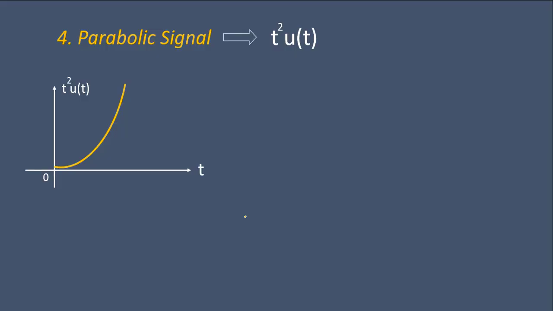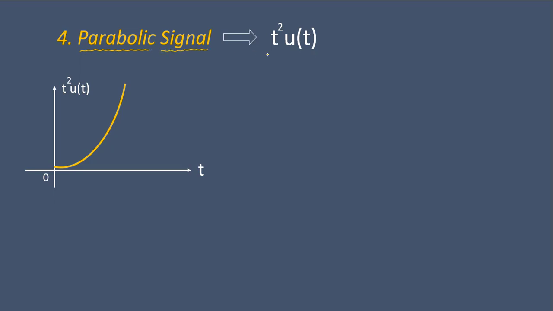Hello everyone and welcome to the 16th lecture in the playlist of control system. In the previous lecture we discussed the third basic signal, which was the impulse signal. Now let us study the last basic signal, which is nothing but the parabolic signal.